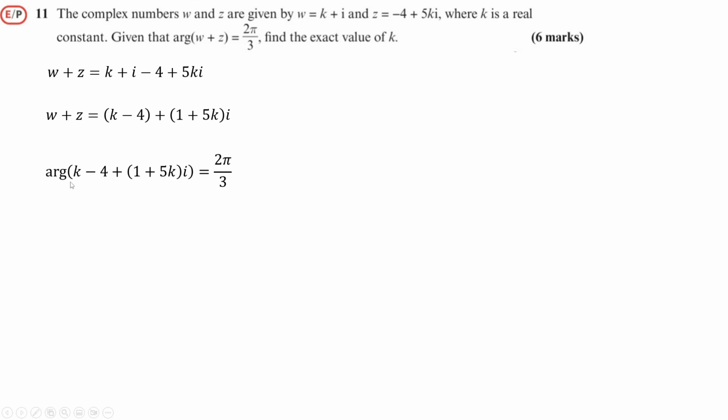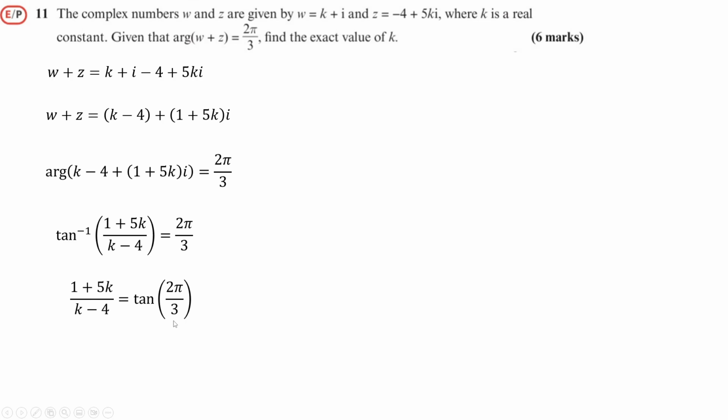So just think about what this is. We're going across k minus 4 on the x-axis, and we're going up 1 plus 5k. If we're going across by some amount and up by some amount, we want to find the angle which that number makes. It's just inverse tan of the opposite side over the adjacent side, and that equals 2 pi over 3. This means we can just do tan of both sides to cancel the inverse tan, and tan of 2 pi over 3 is just minus root 3.